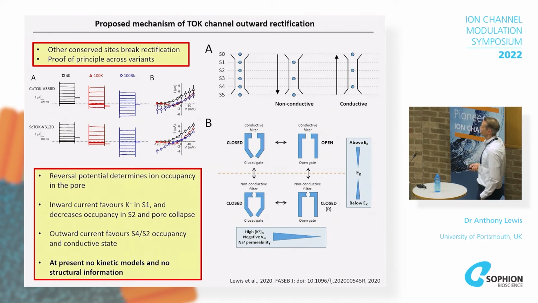There are other facets of the behaviour of TOK channels that fit with this as well. So we see in high potassium that the current collapses. So you might have noticed on the IV curves at the beginning that the current collapses at high K, more than would be expected if it was just due to a change in driving force. And we suspect that this is because at high K we get more occupation of S1, and so the pore becomes non-conductive, and so you get less current in high K conditions.